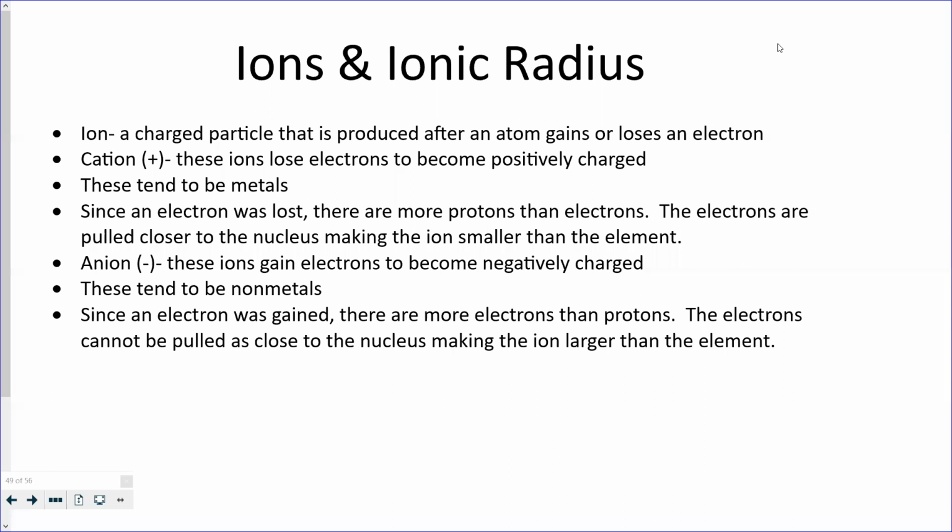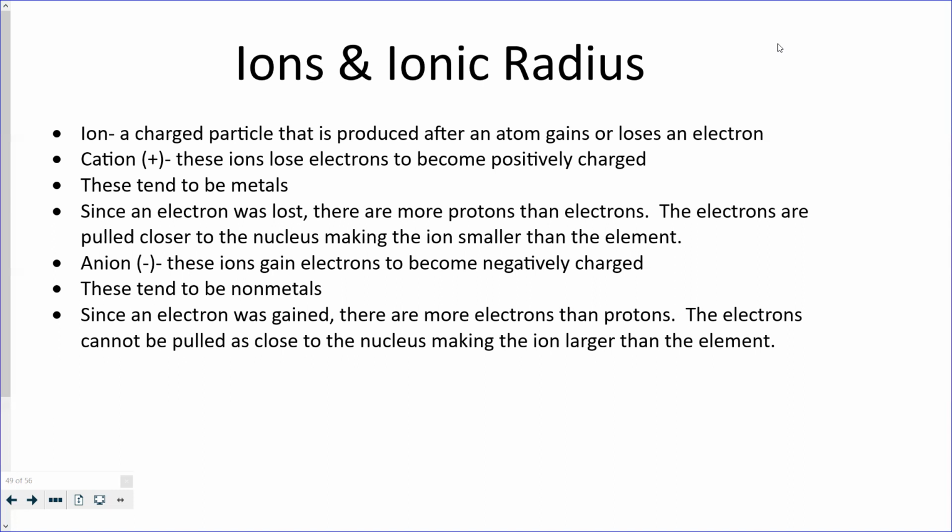With radius, we also have to look at the radius of ions. So remember, ions are charged particles that are produced when an atom gains or loses electrons. So our cations are positively charged ions. These have lost electrons to become more positively charged. These are typically going to be our metals. And what happens is, since an electron is lost, there are more protons than electrons. So the protons are able to pull on the electrons more tightly, pulling them closer to the nucleus, making the ion smaller than its original atom.